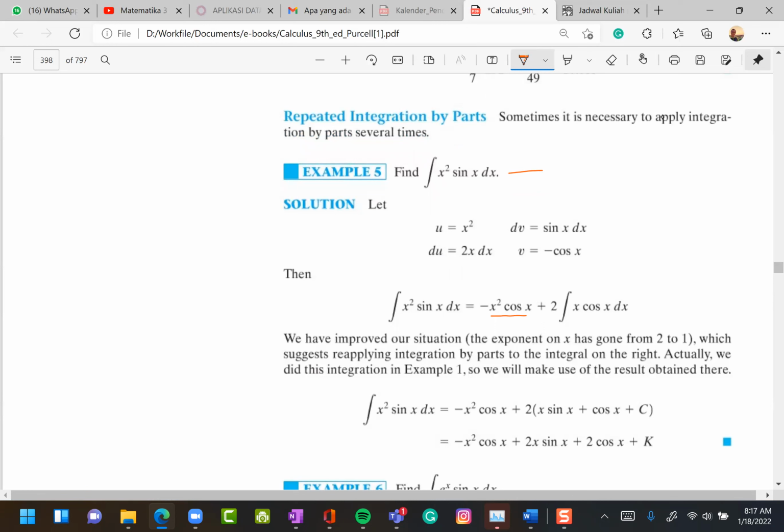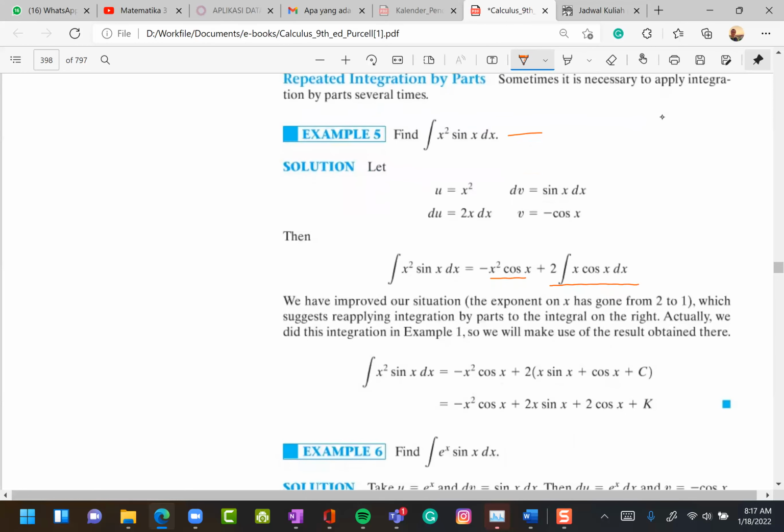We have that here. And here we have the integral of v du. So negative cosine x times 2x from here. So you take the 2 out and take this negative out, so make this into a plus. But now we have this integral, so we use another integration by parts.